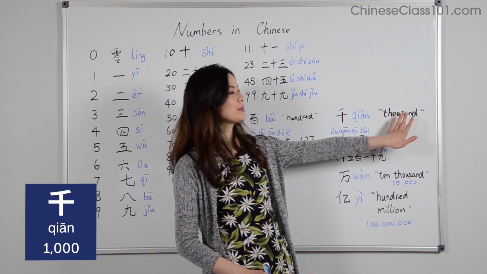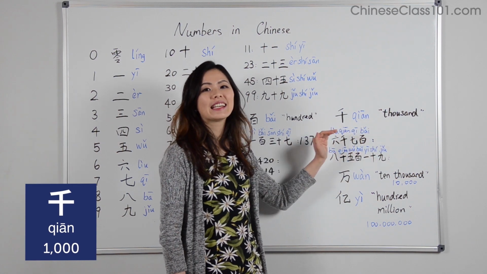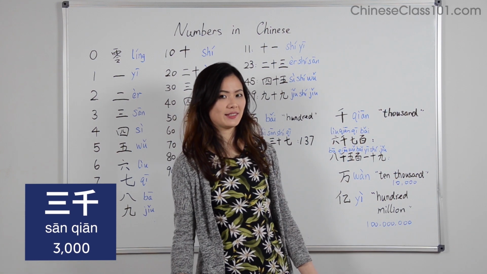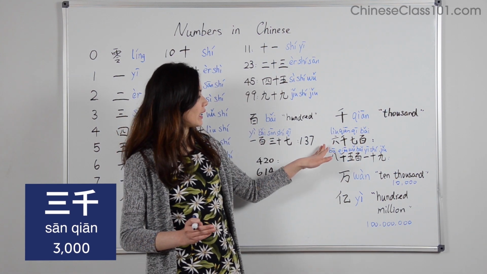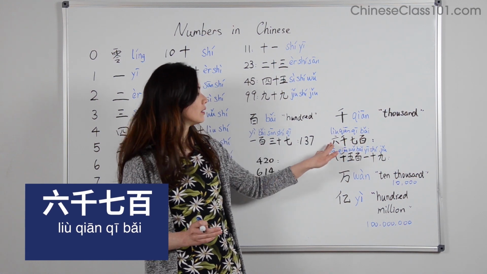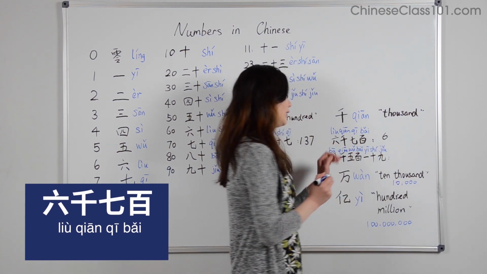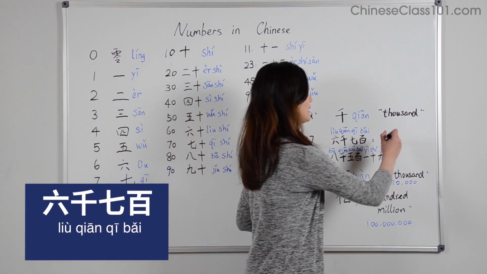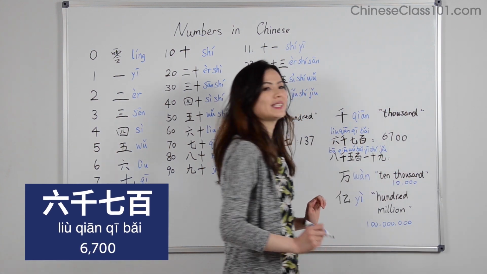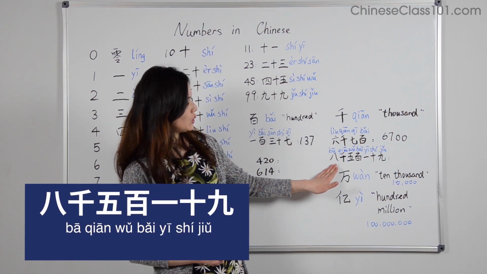Let's do 1,000. 1,000 in Chinese is 千, as in 3,000. And what is 6,700? 6,000 is 六千, and 700 is 七百. So 6,700.